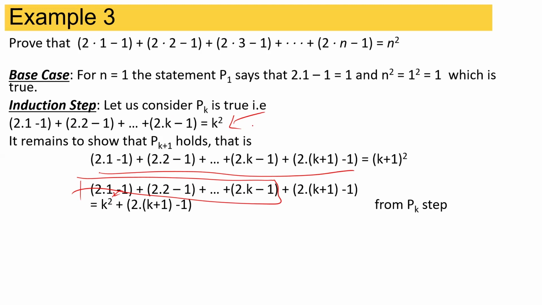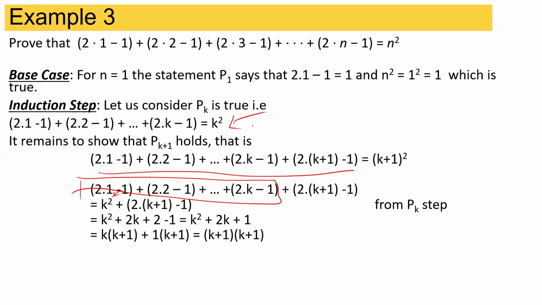So that leads to k squared plus 2 times (k plus 1) minus 1. And expanding this, we get a quadratic expression. And when we solve this quadratic, we get (k plus 1) times (k plus 1), which is the same as (k plus 1) whole squared. So from this, we see that the equation holds. So we have proved Pk plus 1 holds. So by the principle of mathematical induction, 2 times 1 minus 1, and so on and so forth till 2 times n minus 1, is equal to n squared.